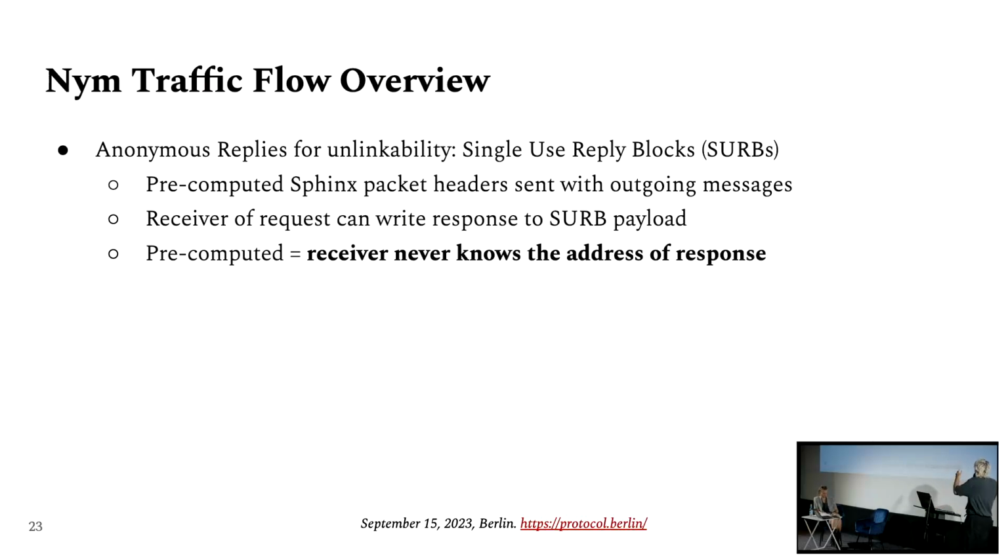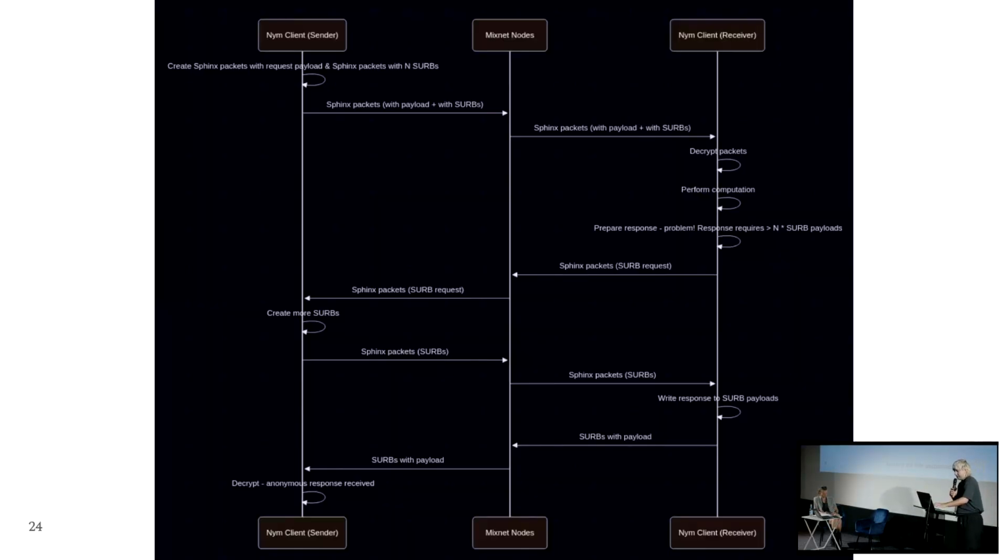And because the headers, the routing information, are pre-computed, the receiver never actually knows the address that it's writing a response to, right? Because we have everything multiply encrypted, all it can see is the first hop back into the mixnet from its perspective, which is its own gateway. So nothing is being leaked there in terms of actually being able to reply properly to people.